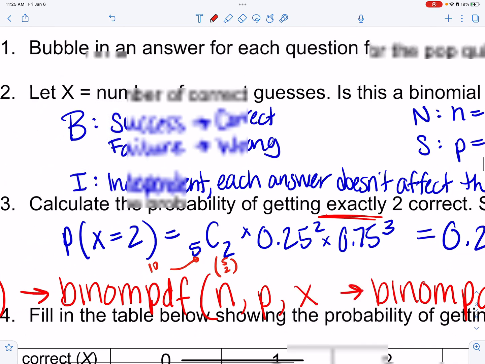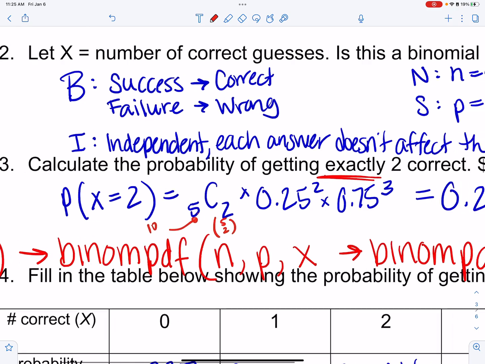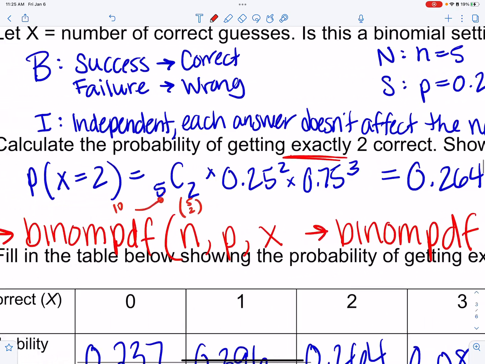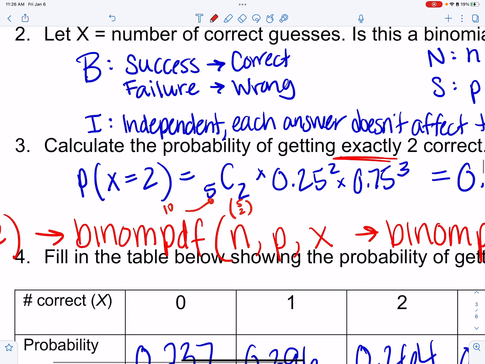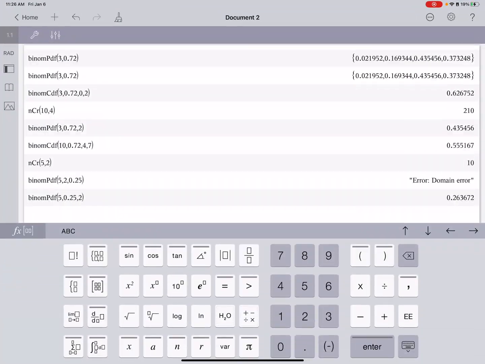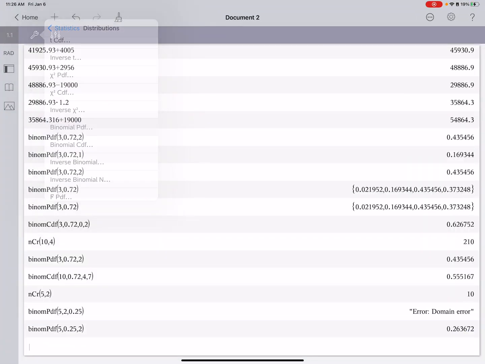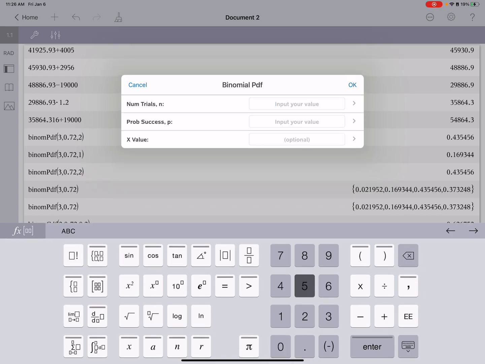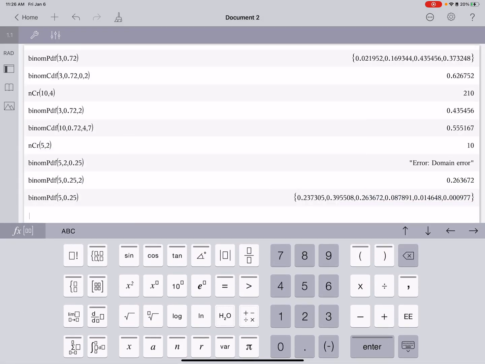And that's what shows it here. So this one says fill in the table of the probability of getting exactly correct. The best and easiest way to do this is to go back to your calculator and go to binomial PDF, fill in 5, fill in 0.25, and leave the next one blank, and it fills it all in for you. Probability of 0, 1, 2, 3, 4, and 5.